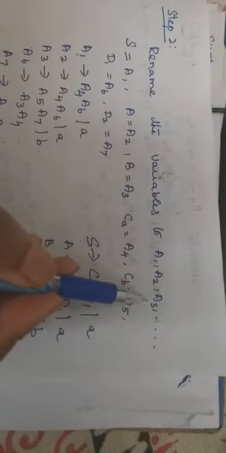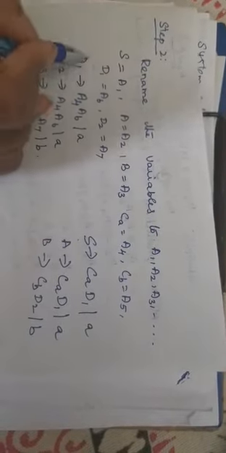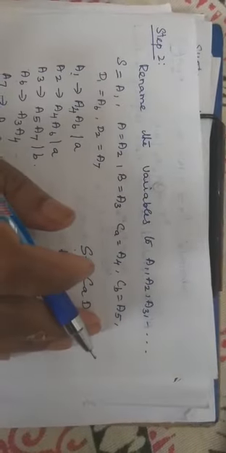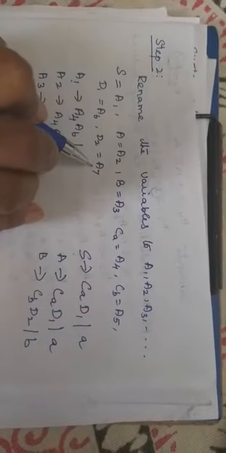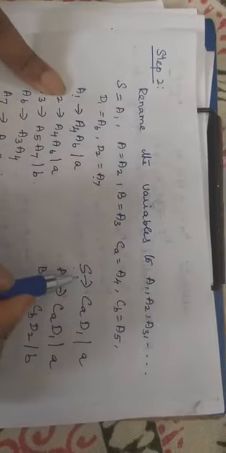Now the second step is to rename the variables to A1, A2, A3. What are the variables we have? We have S, A, B, Ca, Cb, D1, D2. You are just going to name the variables A1, A2, A3, A4, A5, A6 and A7.